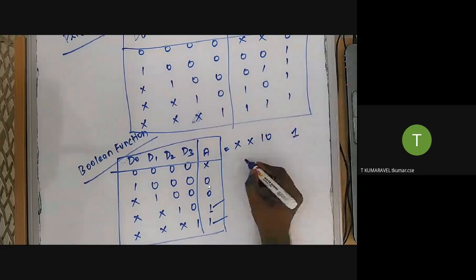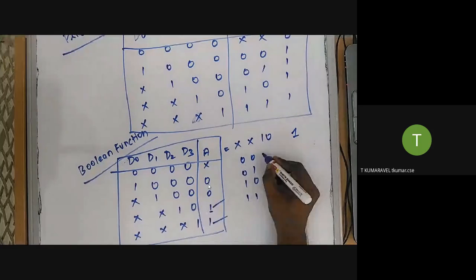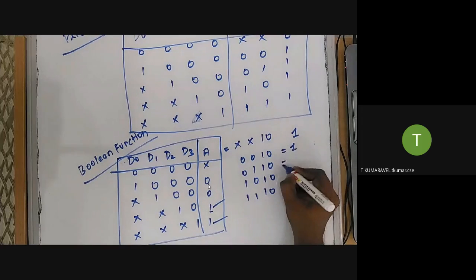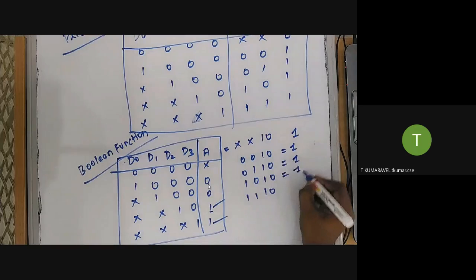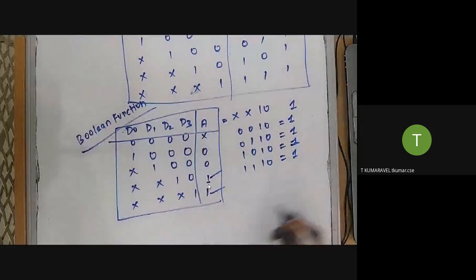If two don't care conditions, how many input combinations are available? 0 0, 0 1, 1 0, 1 1. So what is the meaning is these are the places the output value equal to 1.